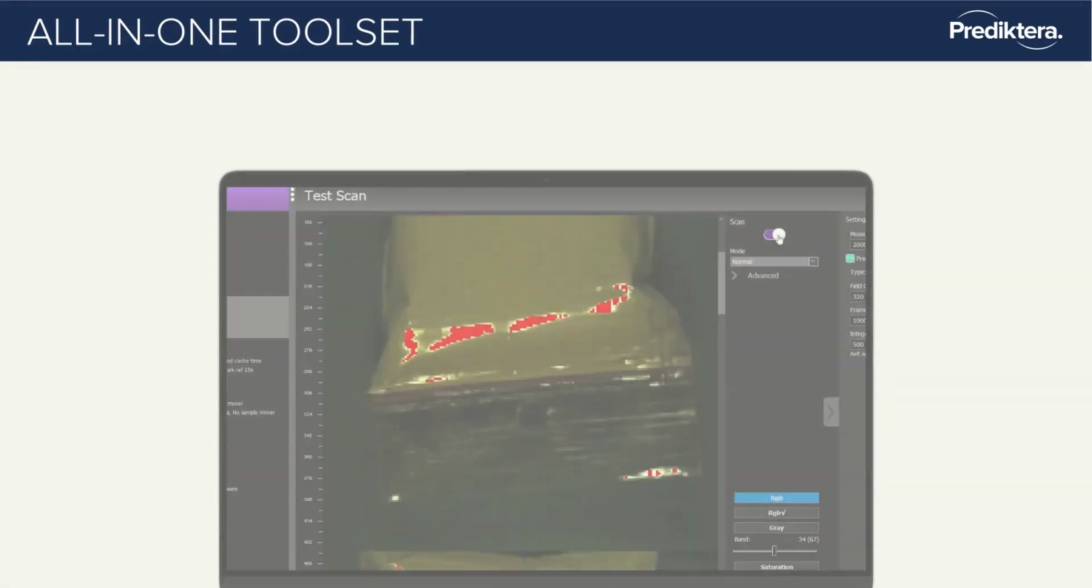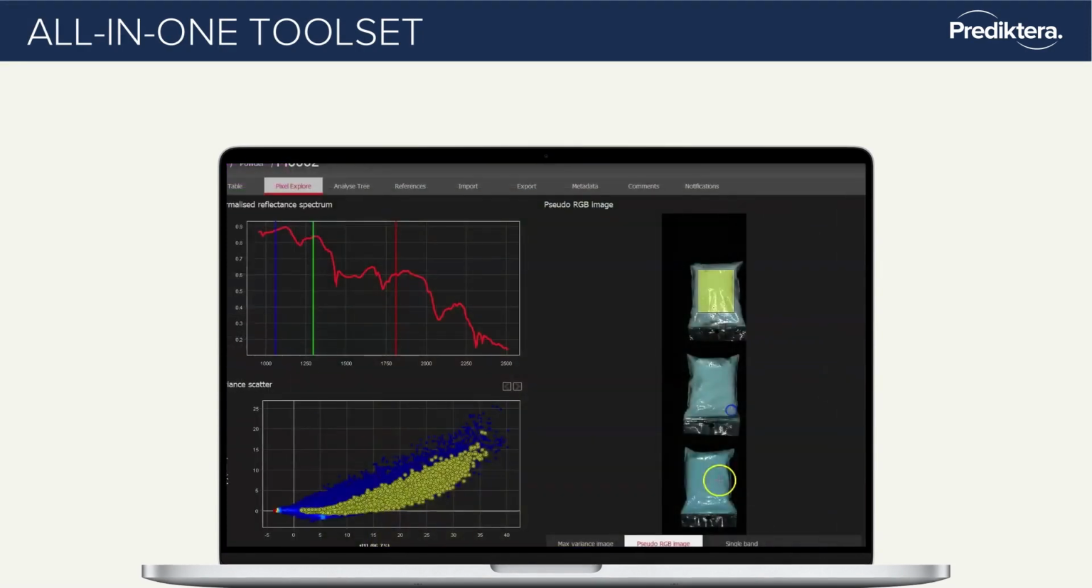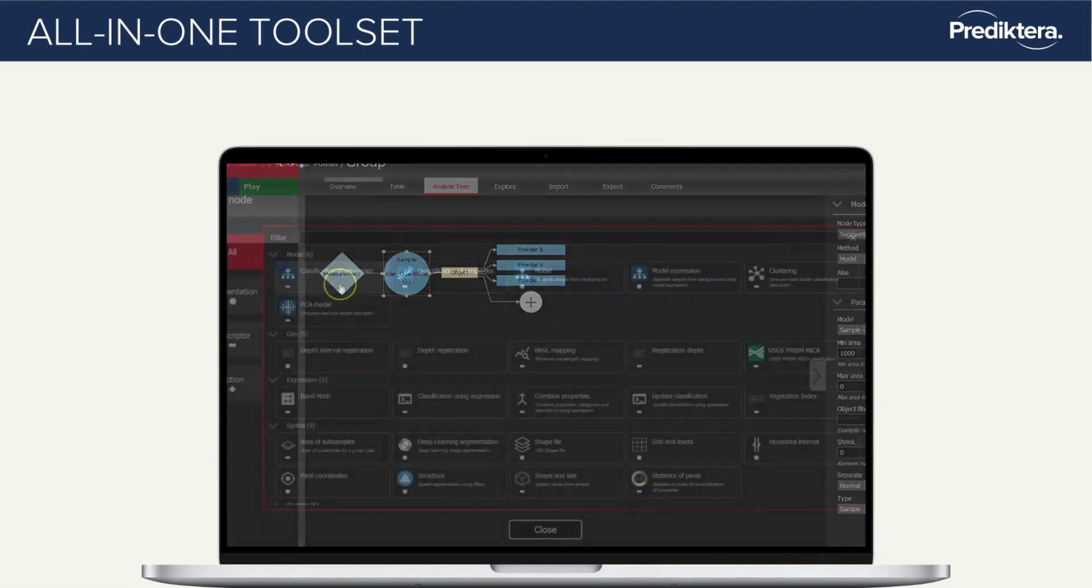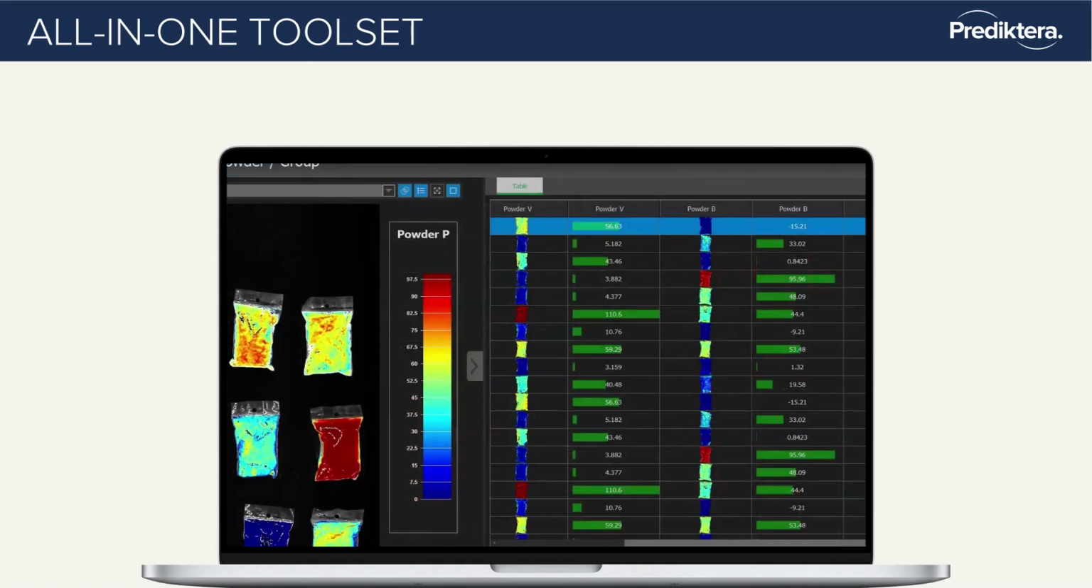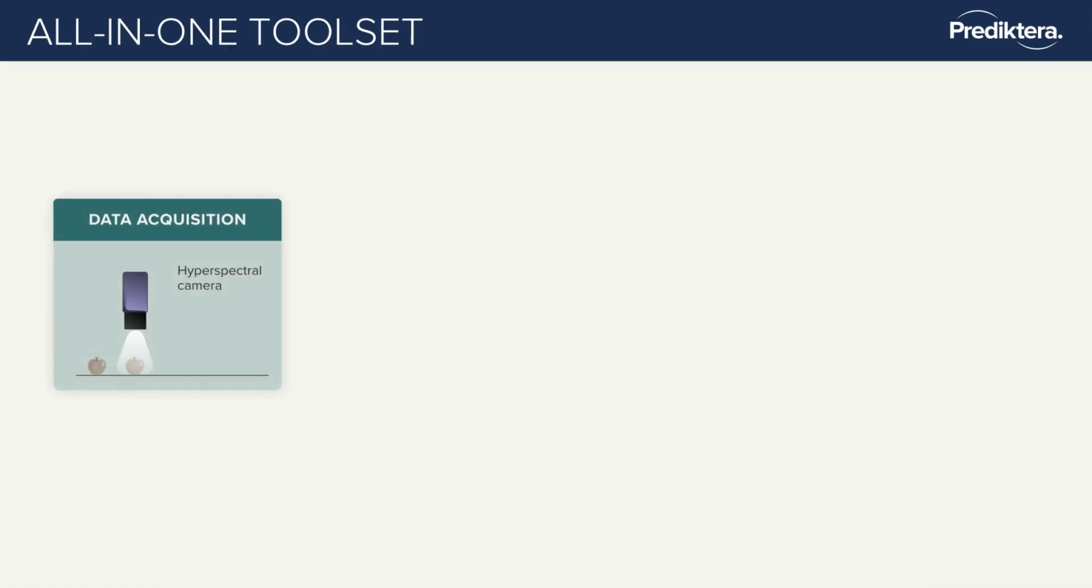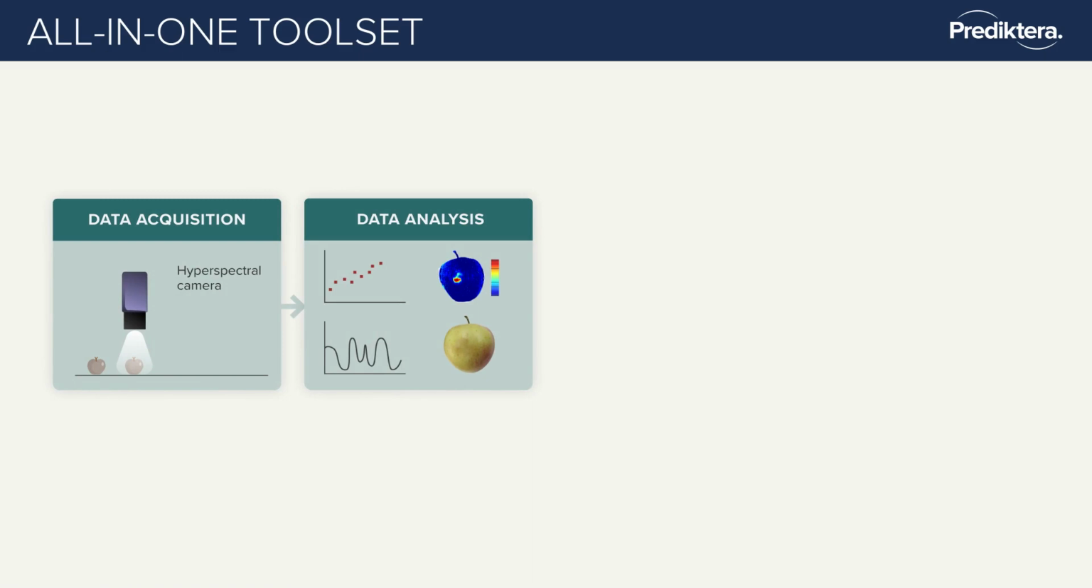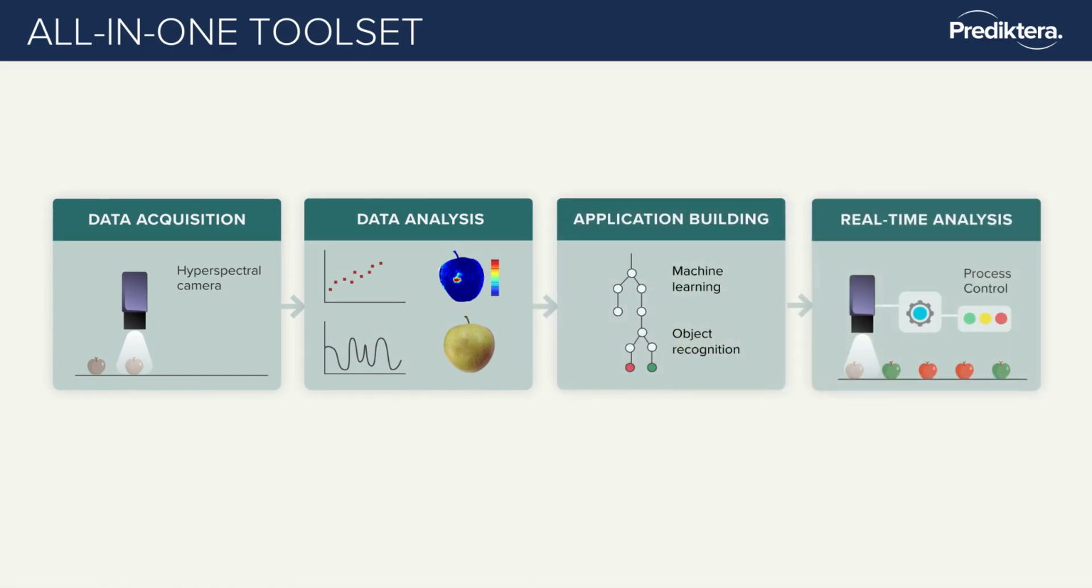The Prediktera software suite eliminates the need to switch between multiple softwares and custom scripts, and provides an all-in-one toolset to boost your productivity. It lets you go from data acquisition, data analysis, application building to real-time analysis in a unified workflow that shortens the path from idea to solution.